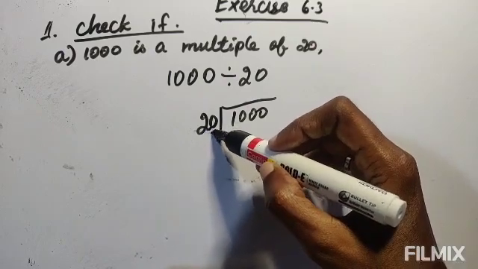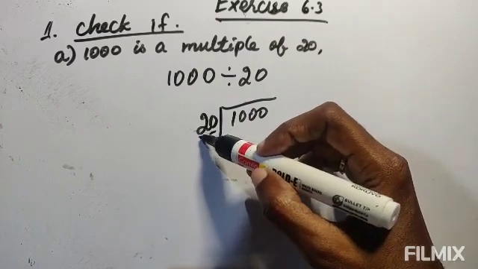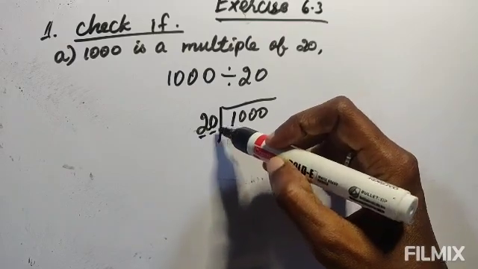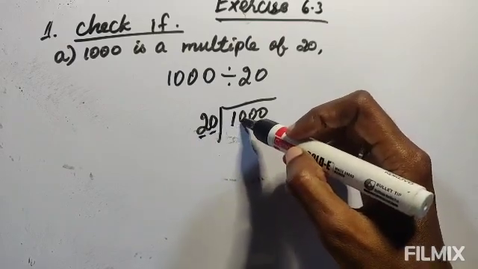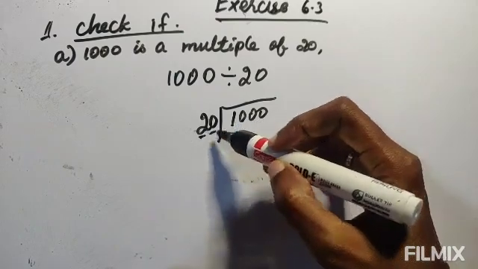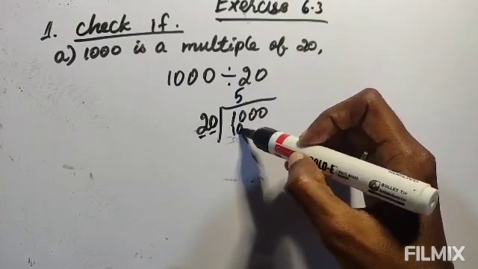So 0 is there, so you just forget the 0 and remember 2. Okay, so 2 is there, so now you can use the 2 table. First you take 1, which will not go in 2, so you take another number, 10. In 10, how many 2's are there? 5 2's are 10.